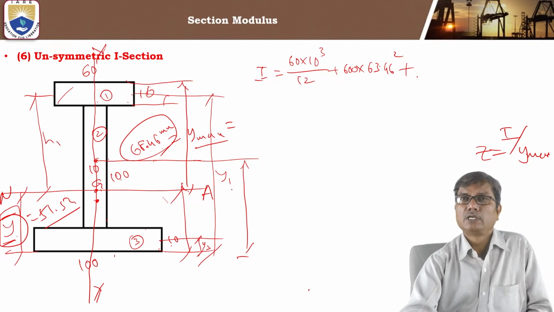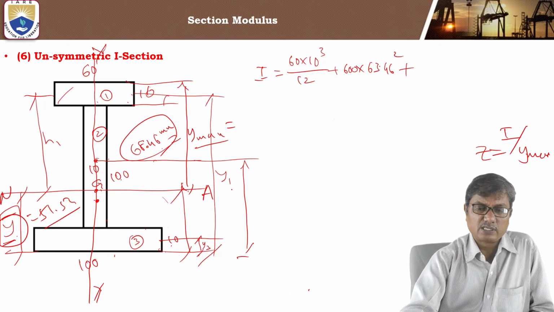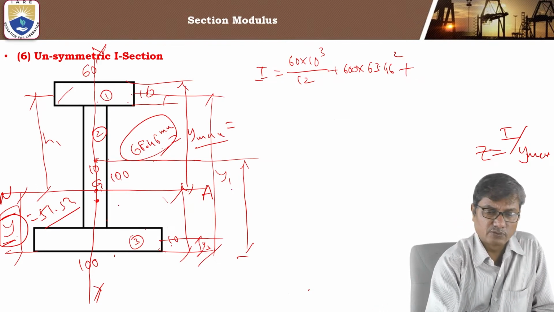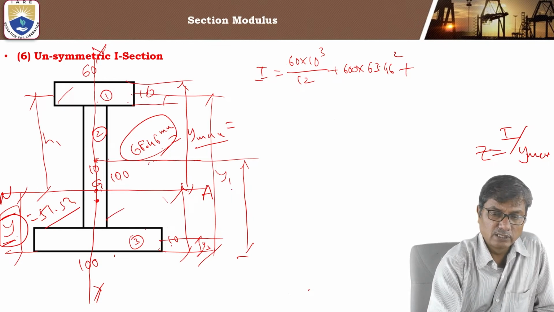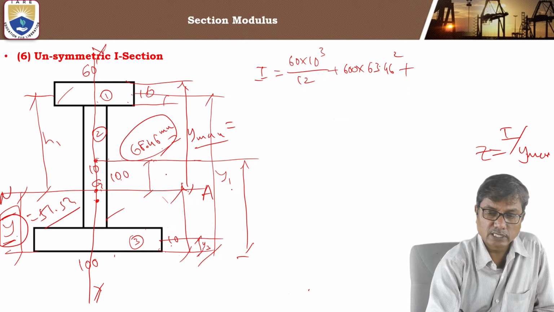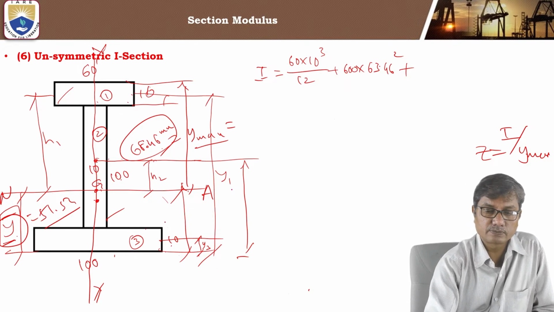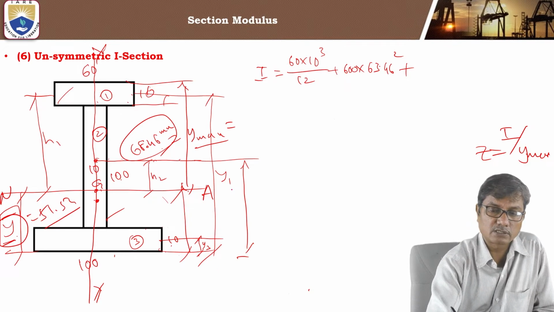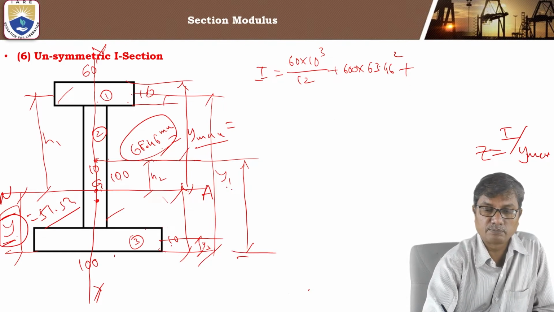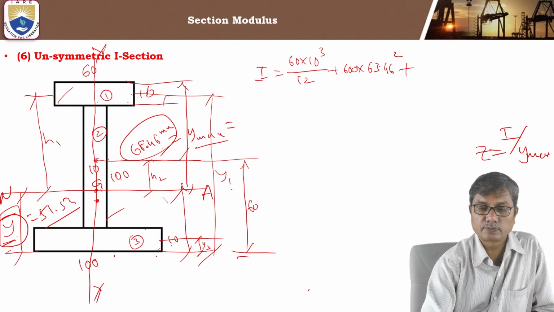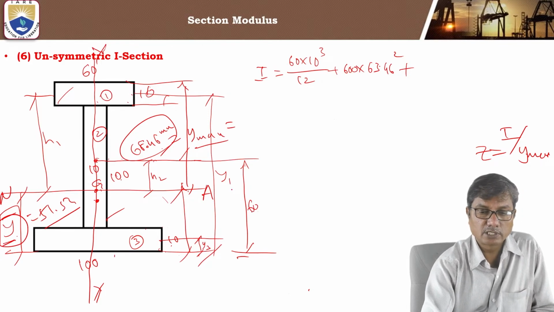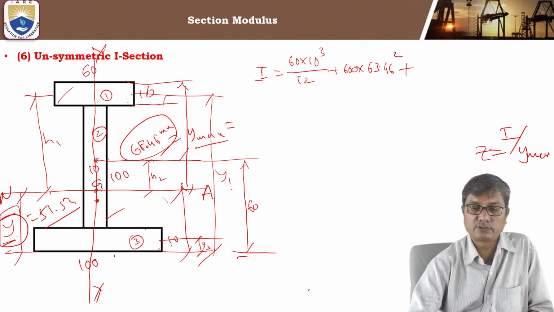plus for the web portion, h2 will be this distance, the centroid of this. So this is h2. How can we find h2? The location of the centroid of the web portion is 60 mm from the bottom. So 60 minus 51.54.